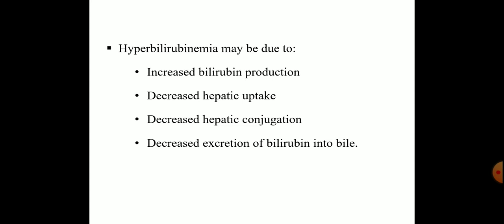Then decreased hepatic uptake. Due to some diseases there is decreased hepatic uptake even though the production of bilirubin is normal, so there are increased bilirubin levels in the blood. The third one is decreased hepatic conjugation. Here, due to damage of hepatocytes, there is decreased production of glucuronic acid, so there is decreased conjugation of bilirubin. The production of bilirubin is normal, but due to the decreased ability of the liver to conjugate, bilirubin levels are elevated in the blood.